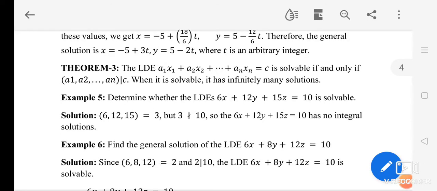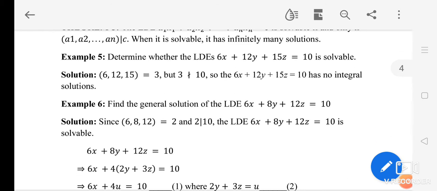Example 5, determine whether the LDE is solvable. Here the GCD of the coefficients 12, 6, 12, 15 is 3. 3 does not divide the constant term. So this LDE has no integer solution. Example 6, find the general solution of the LDE 6x plus 8y plus 12z is equal to 10.